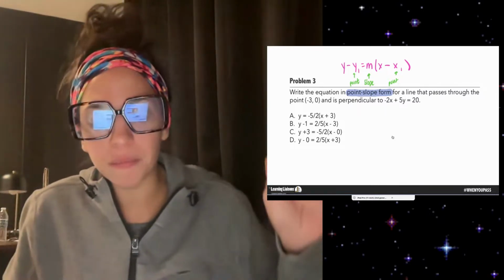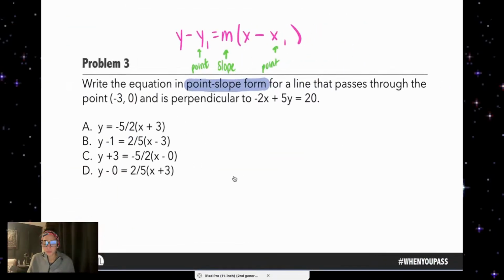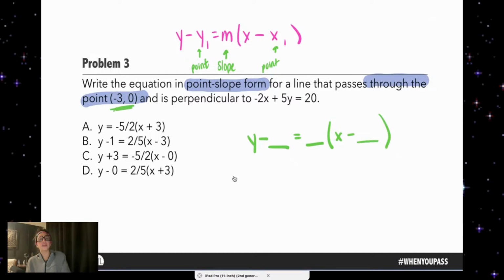So we're passing through the point -3, 0. So my point slope form is going to start with y minus y1 equals m times x minus x1. If I've been given a point, I can literally plug in my x and my y.